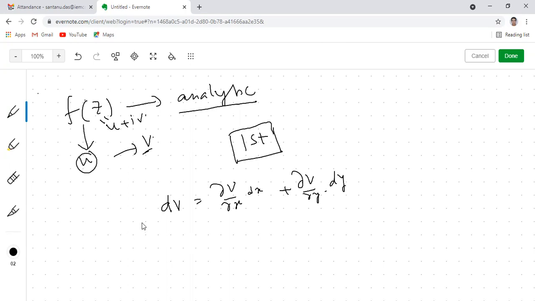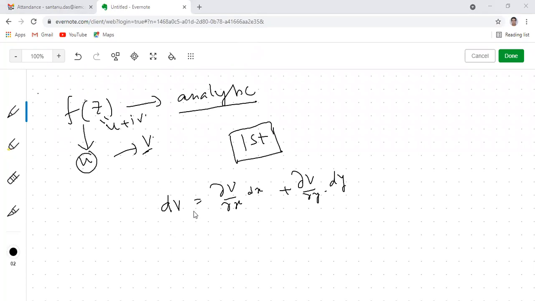Can you remember this? Have you studied it? Can you remember this right now or not? Just respond whether you can remember it. You studied it in first semester, in multivariable calculus, you must have studied it. Yes, sir. Okay, so you have studied it. So you know this.